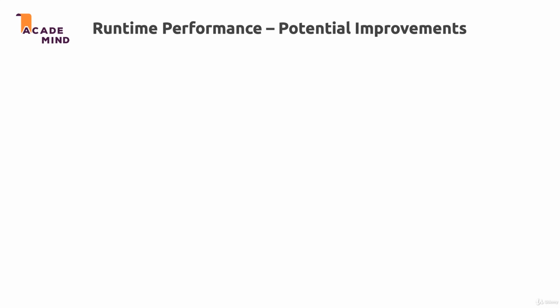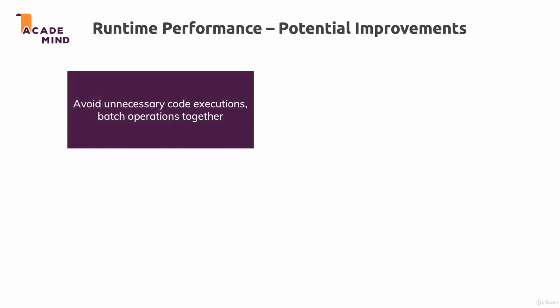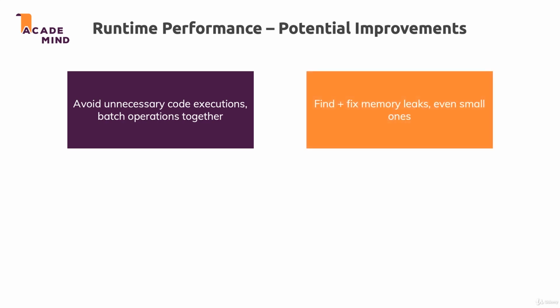And with that, we're done. Now let me briefly sum up what we learned. We had a look at runtime performance and potential improvements we can implement there. You should avoid unnecessary code executions, batch operations together, and avoid unnecessary DOM access, as you learned.